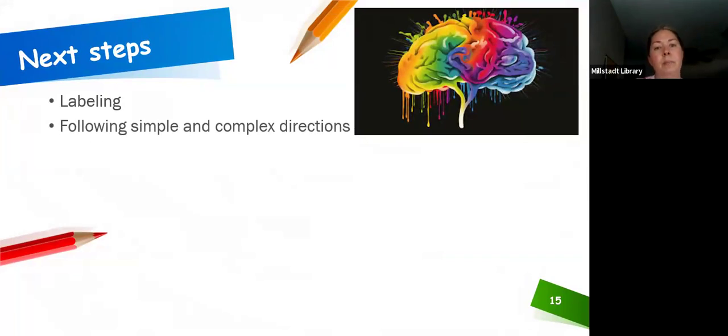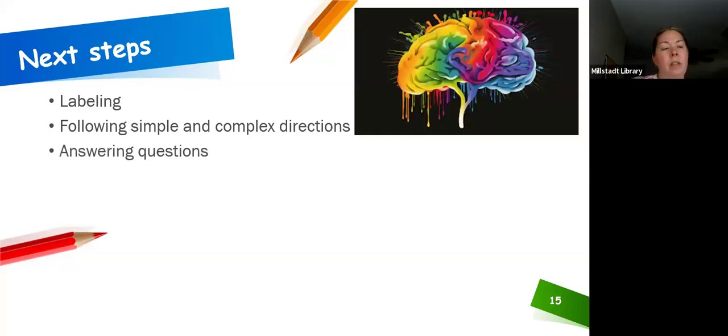And then following simple and complex directions. So following a simple direction may look like go get your cup, or bring cup to mommy, or put the bowl on the counter. To more complex directions where they're multi-step and they're going to a location. So expanding on the go get the cup, go get the bowl, and bring it to mommy, that could be one long complex direction of go get the bowl, go get the cup, and bring it to mommy.